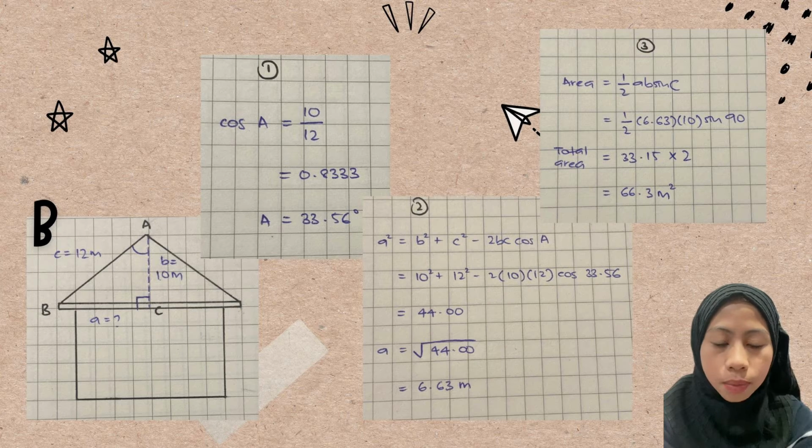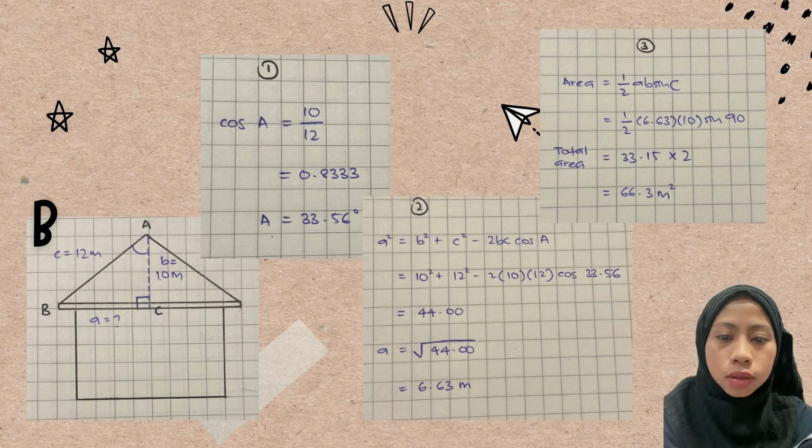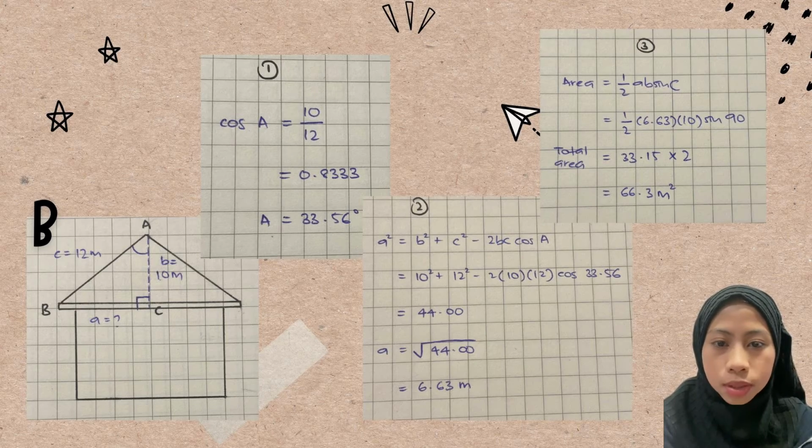Lastly, calculate the area by using the area formula, which is 1 over 2 AB sin C. Insert A as 6.63, B as 10 and sin C as 90. Calculate all of that and the area for roof B is 33.15 meters squared. Total area for roof B is 33.15 multiplied by 2 and the answer is 66.3 meters squared.